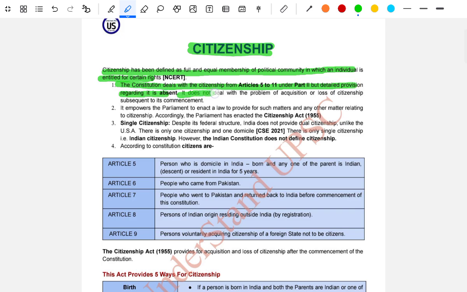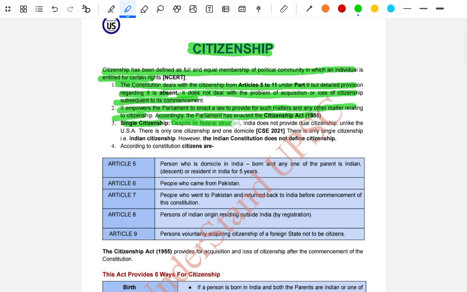It does not deal with the problem of acquisition or loss of citizenship subsequent to its commencement. It empowers Parliament to enact a law to provide for such matters and any other matter relating to citizenship. Accordingly, Parliament enacted the Citizenship Act 1955.